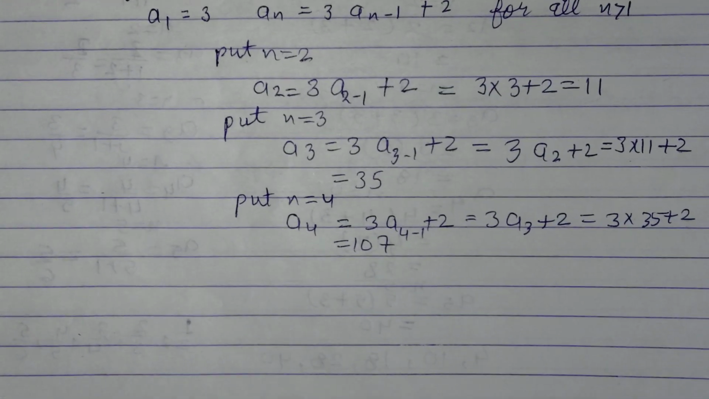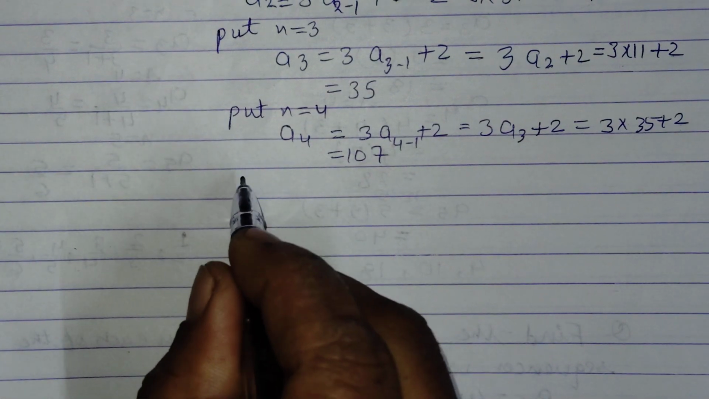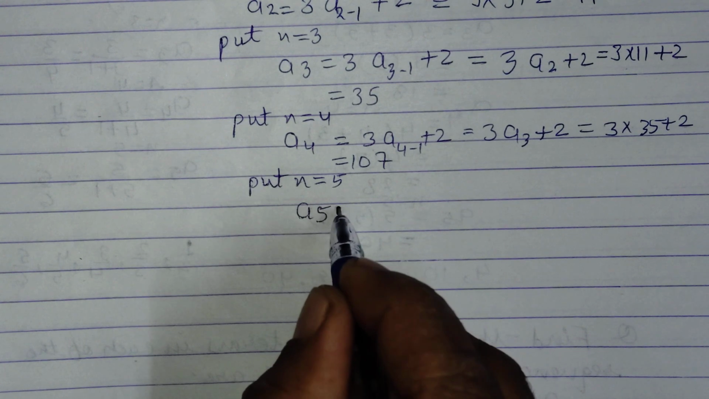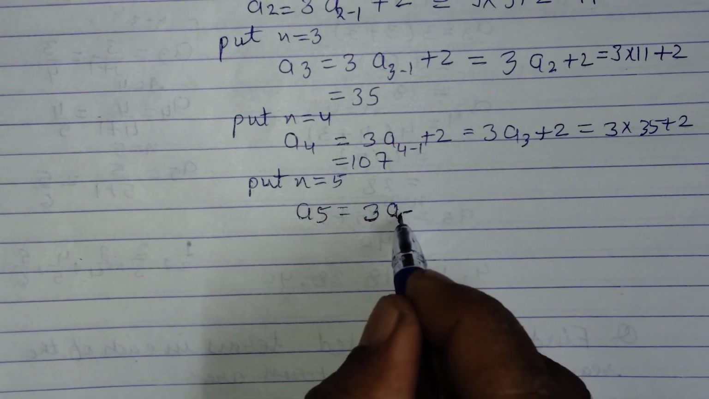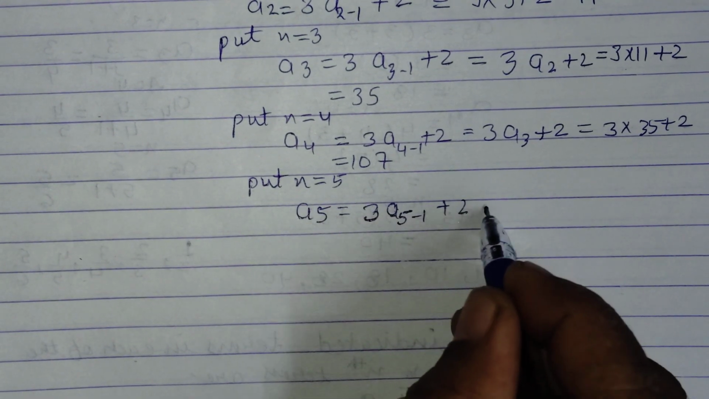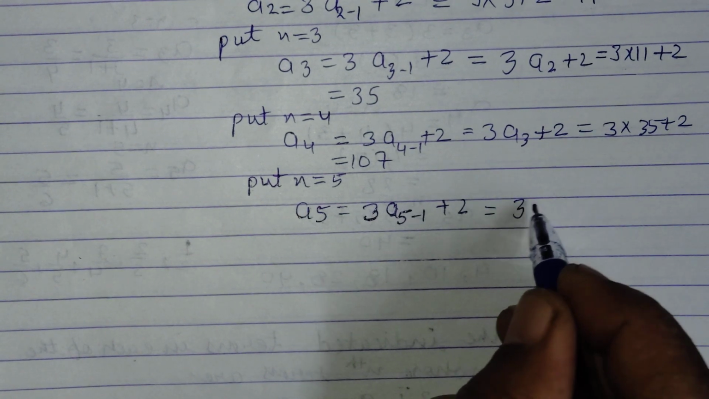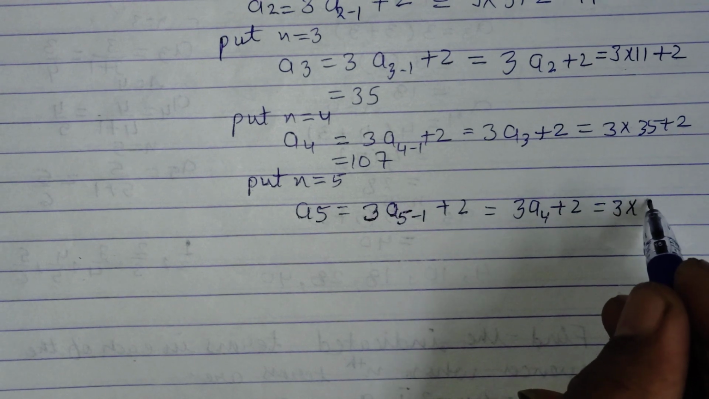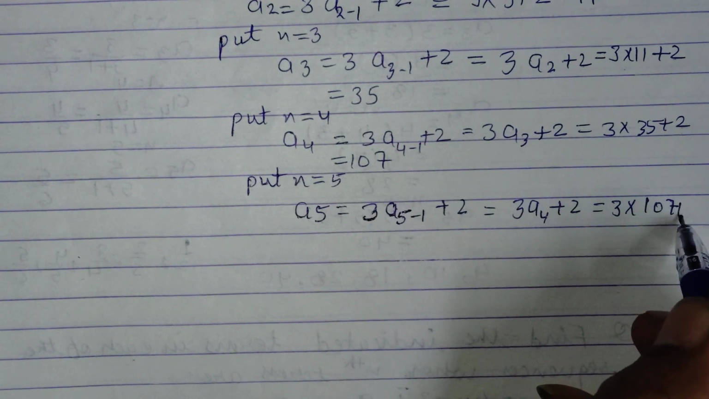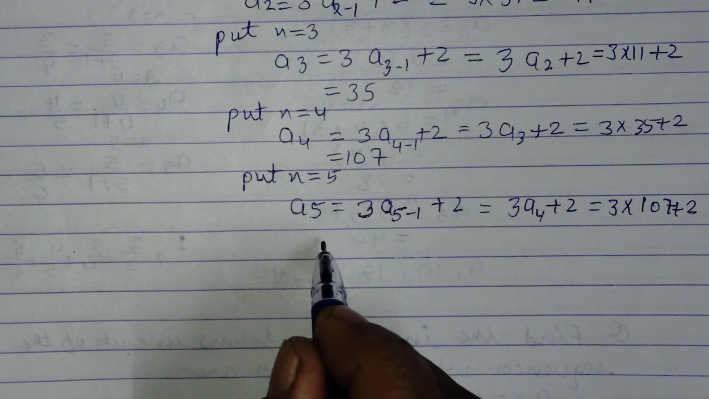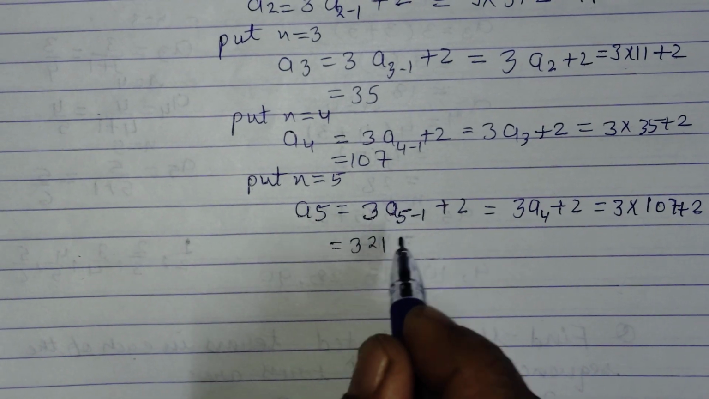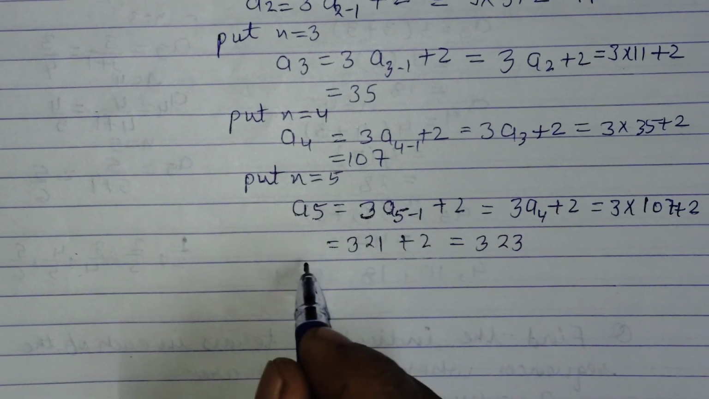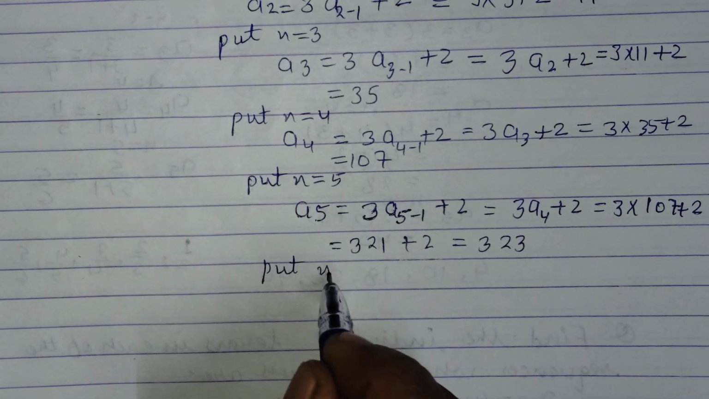Next we replace n equal to 5. N equal to 5. We get a5 equal to 3 into a5 minus 1 plus 2. So it gives 5 minus 1 is 4. So it becomes a4 plus 2. a4 is 107 plus 2. 107 into 3 is 321 plus 2. It gives us 323.